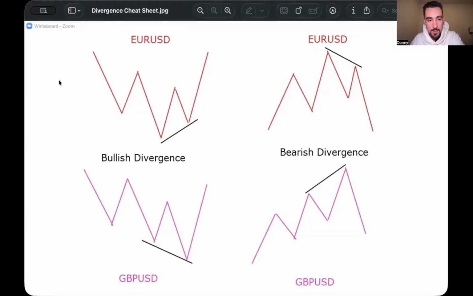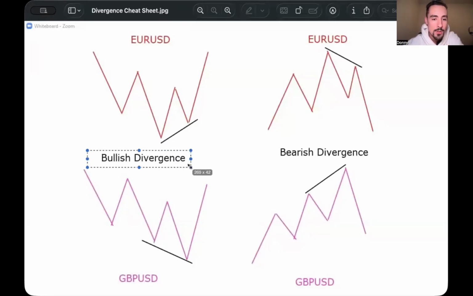Normally, correlating pairs have a strong correlation. They're doing the same thing the majority of the time. However, when you have two closely correlated pairs that are doing something slightly different, I'm probably sounding like a broken record now, that is very telling. It can tell you something about what's going to happen next.